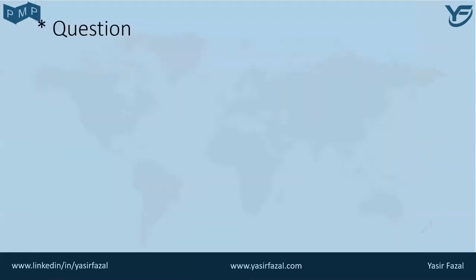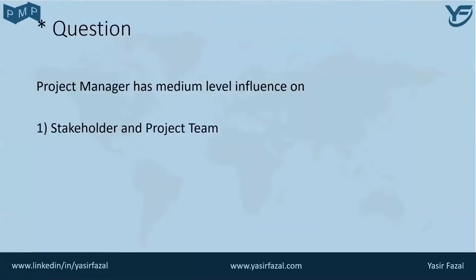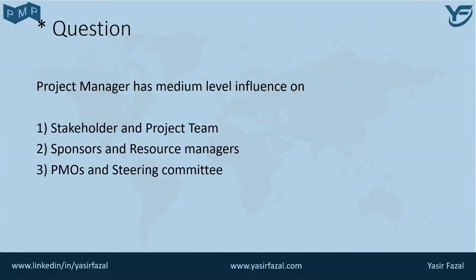Now, coming towards our star question: the project manager has a medium level of influence on number one, stakeholders and project team; number two, sponsors and resource managers; number three, PMO and steering committee; and fourth one is customer and end user.